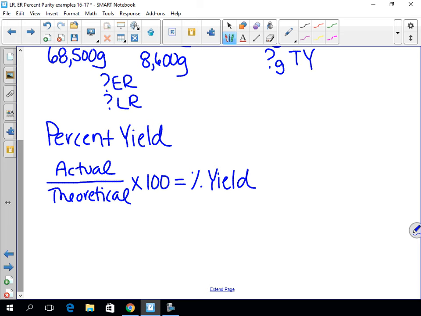Now I will tell you, you'd like your percent yields to be closer to 100%. You want to make as much as you possibly can. And you like, in contrast to your percent error, where you typically want it as close to 0 as possible.